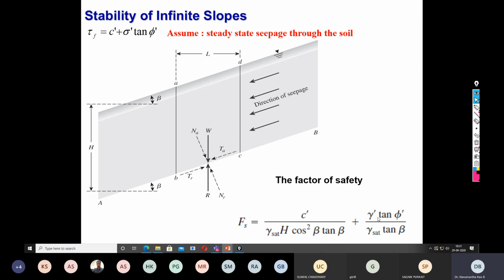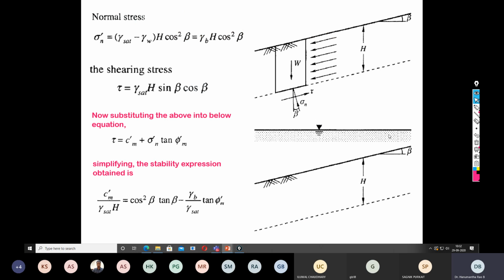Well, suppose you take only the frictional component, still there is a decrease in the factor of safety value, because you are taking the lesser unit weight in the numerator than in the denominator. So this is under fully submerged condition.